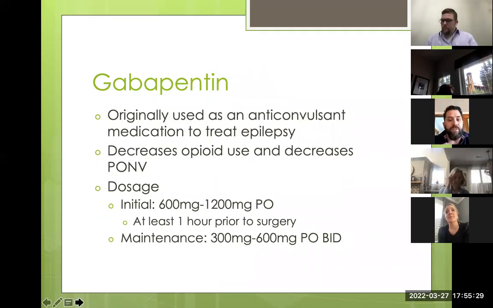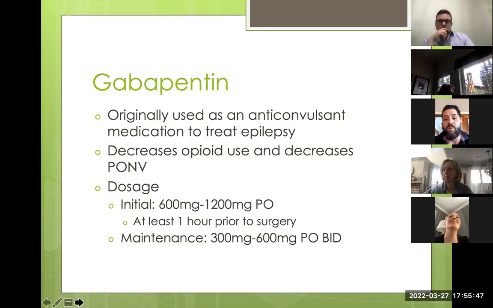So gabapentin was first used as an anticonvulsant. It helps to decrease opioid use and decreases PONV, specifically for GYN type surgeries. If you're going to give it, 300 milligrams; if you give 600 to 1200, your patient's going to sleep.